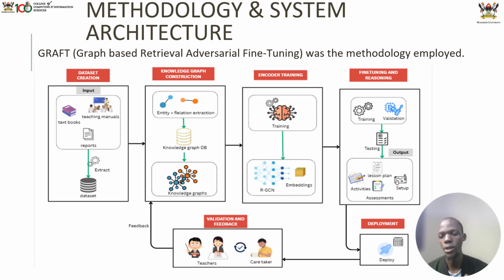After getting that, we constructed a knowledge graph, and basically we used Neo4j to come up with the knowledge graphs. After getting the knowledge graph, we trained the encoder, which for our case was the RGCN. After the encoder is trained, you get the embeddings, and it is these embeddings that we feed into the model in order to fine-tune it. For our case, the models we fine-tuned were Falcon, Gemma, and Llama 2. After that, among the three, we chose the best model, and it is what was deployed.